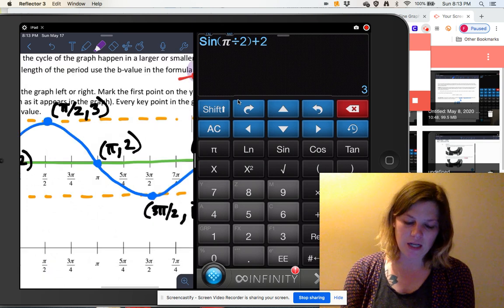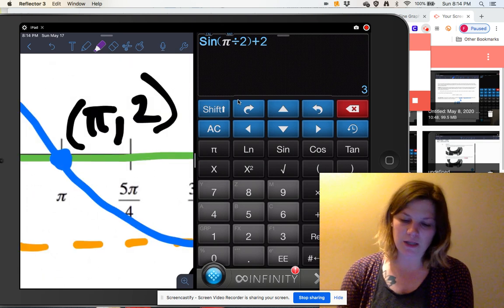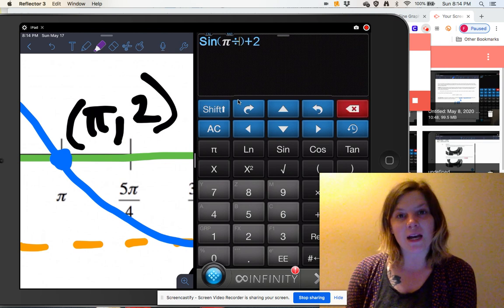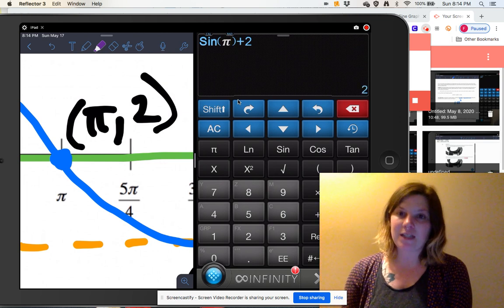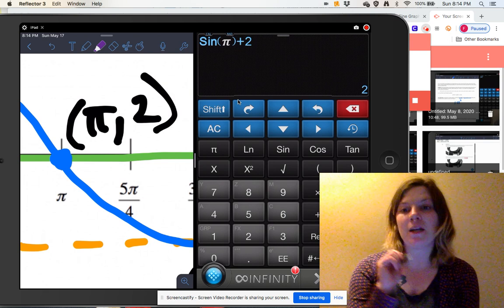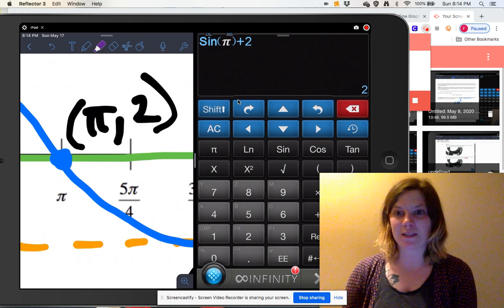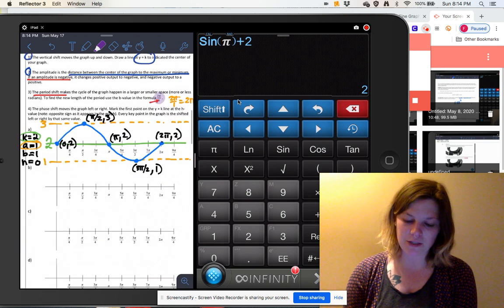So what if I tried this one here where we're at pi now, right? Instead of pi over 2. So sine of pi is my angle, it's my input, plus 2 is the thing that we have in our function now, and our output is 2. So input pi, output 2. I did it right.